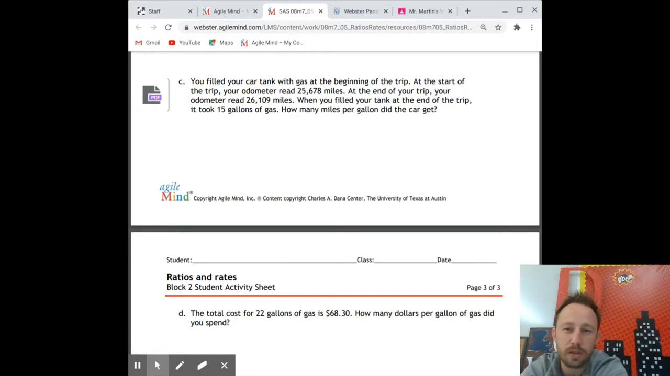So looking at this, we're going to have to pay attention to those odometers. Why do we have to pay attention to that? Are we able to know how many miles we've driven unless we do something with the odometers? No. That's correct. So what are we going to have to do with the odometer so that we can figure out how many miles they drove? 26,109 minus 25,678. Good job.